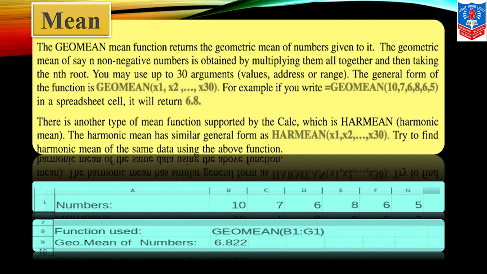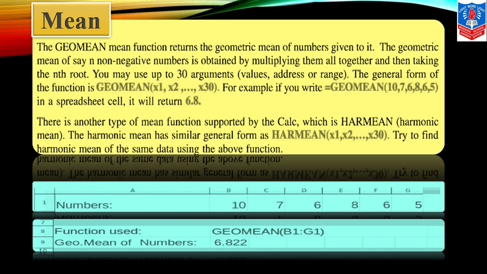For example, if you write geomean 10, 7, 6, 8, 6, 5 in a spreadsheet cell, it will return 6.8. There is another type of mean function supported by OpenOffice Calc, which is harmean, the harmonic mean. The harmonic mean has a similar general form, harmean x1, x2, x3 and so on till x30. Try to find the harmonic mean of the same data using the above function.